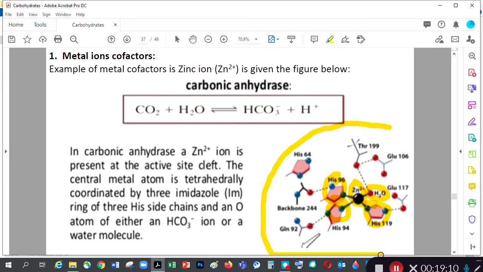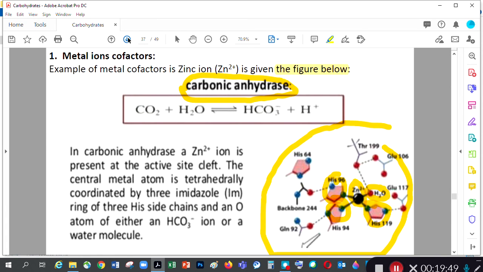This one here is called carbonic anhydrase. Carbonic what? Carbonic anhydrase. It utilizes the zinc ion in the active site cleft. So you have in the active site this structure. This is the enzyme here, carbonic anhydrase, which utilizes zinc as a cofactor.